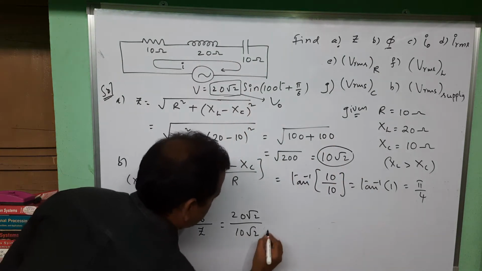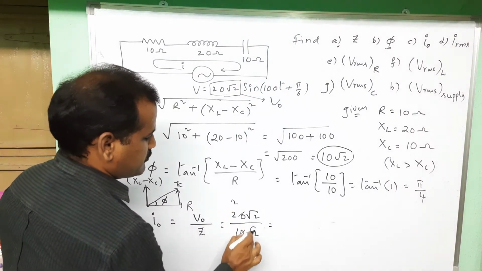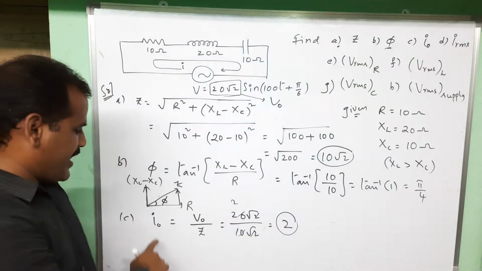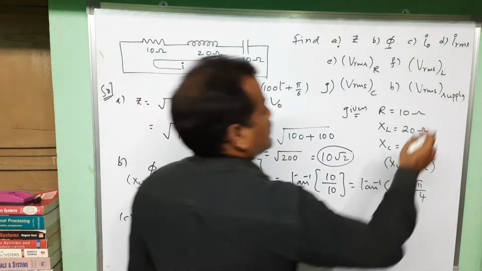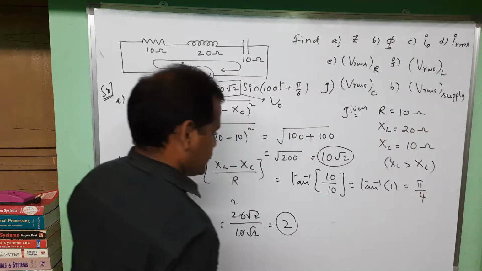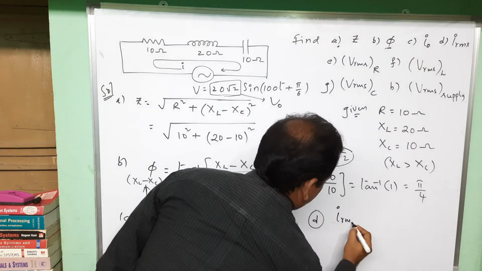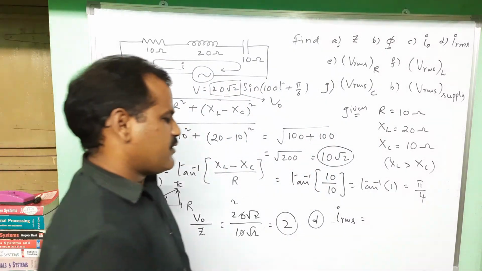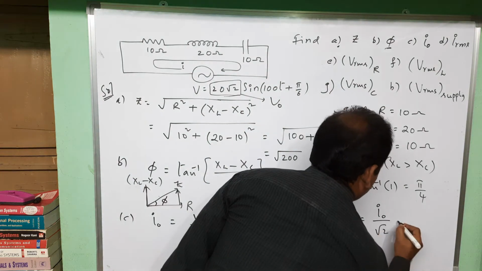So the value for I naught we are getting is 2 times root 2, which cancels, so we get 2. That is the peak value of the current flowing through the circuit. Next, the component is IRMS, the RMS value of the current flowing in the circuit. The formula for RMS value is always the peak value of the current divided by square root 2.